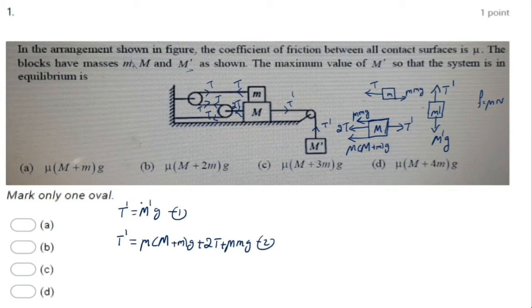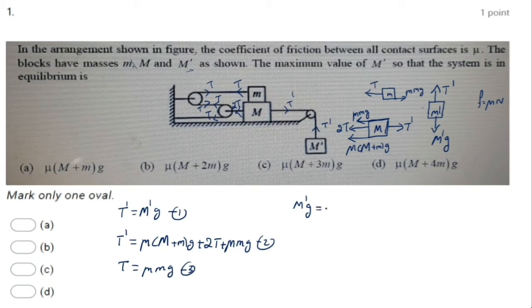Now look at small m. Here T is equal to mu mg. So we now have 3 equations. Now substitute into equation number 2. What is T dash? T dash is equal to m dash g.